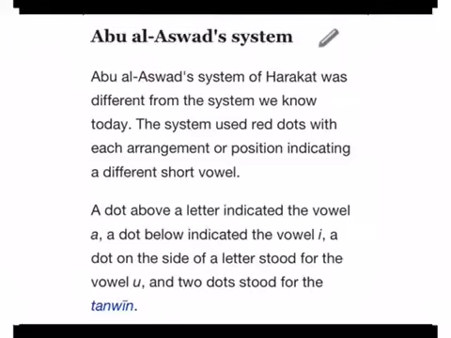His system used red dots with each arrangement or position indicating a different short vowel. A dot above a letter indicated the vowel a, or fatha. A dot below indicated the vowel e or i, kasra, and a dot on the side of the letter stood for the vowel u, dhamma, and 2 dots stood for tanween.